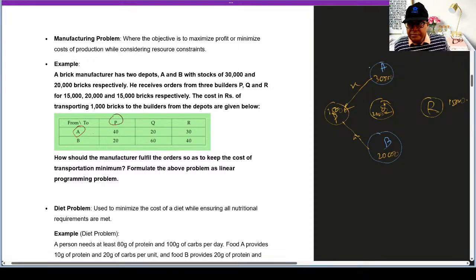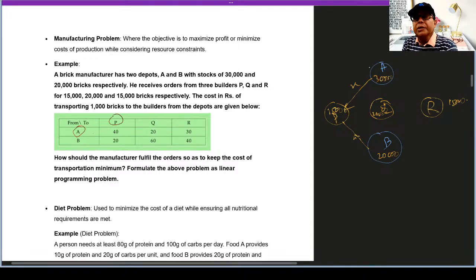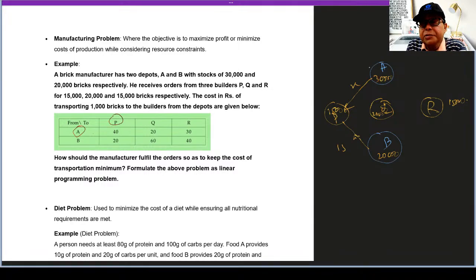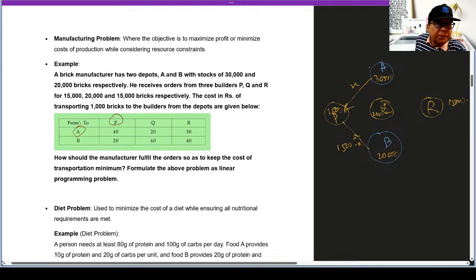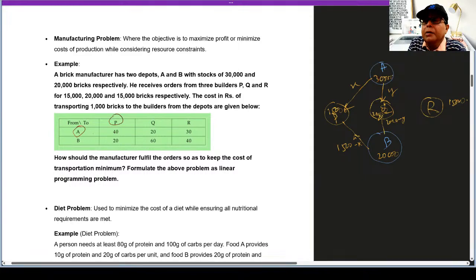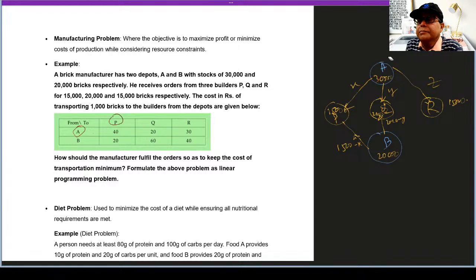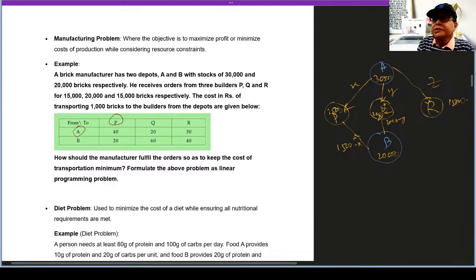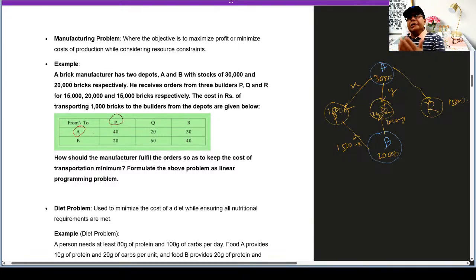Right? Now, if P receives X from A, then from here it will be how much? 15,000 minus X. This one Y. So how much from here? And this one Z. Or you don't take Z. Just check one thing. If X and Y supplied to P and Q, from A how much is left?